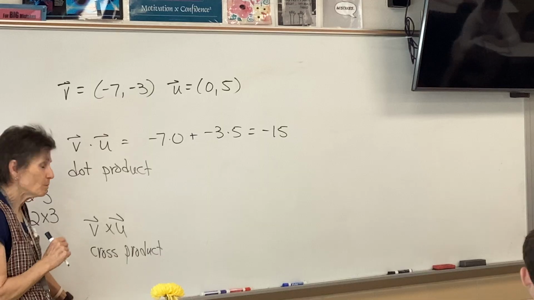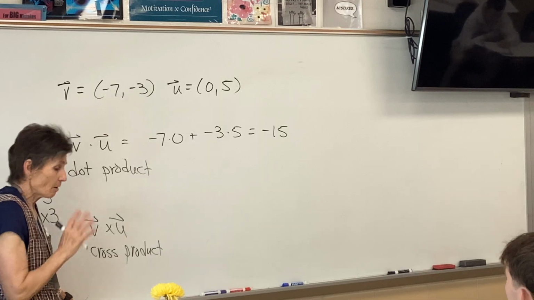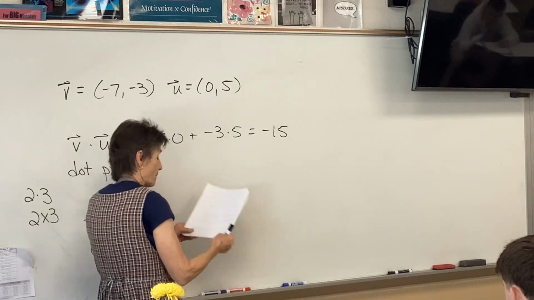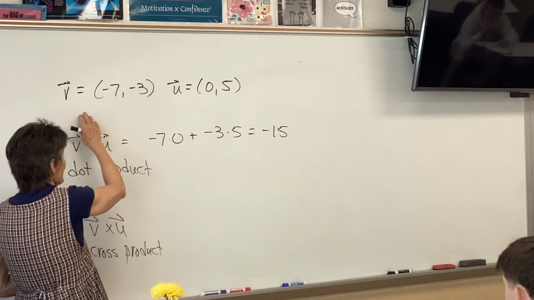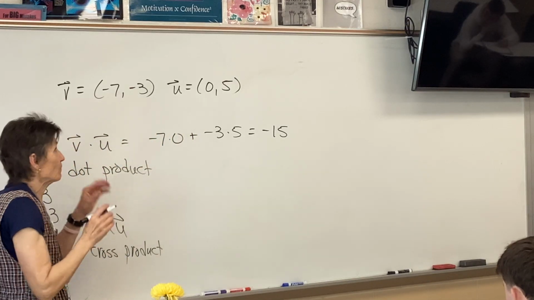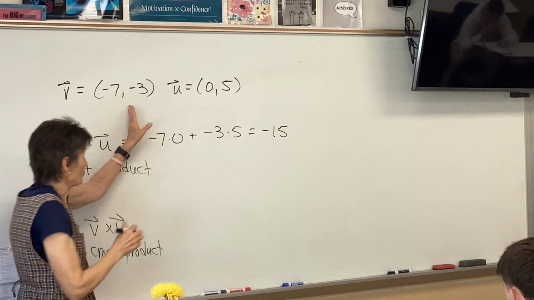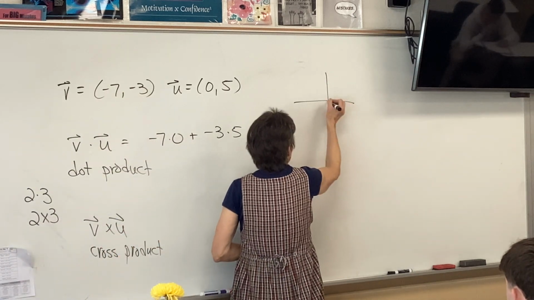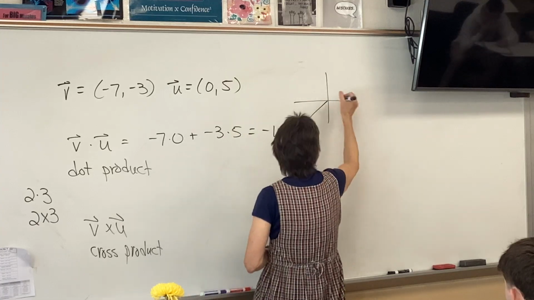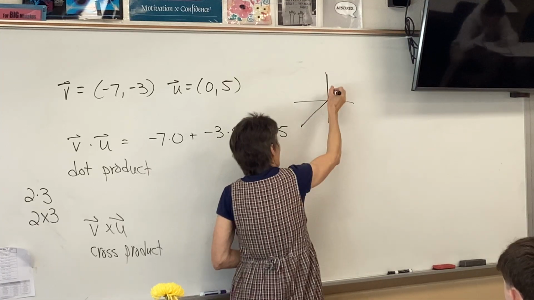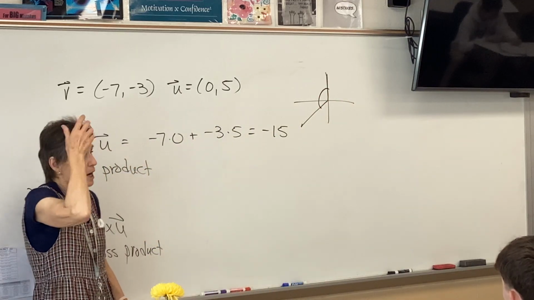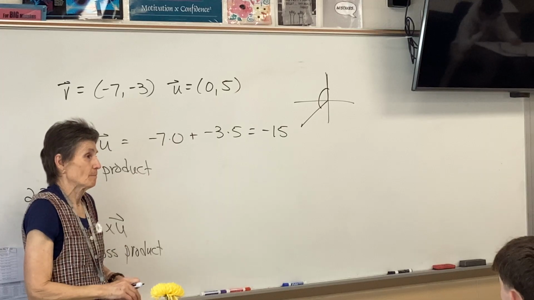Okay, now, what do we do with the dot product? Well, there are actually lots of things we can do, but the only one we have time to talk about is we're going to find the measure of the angle formed by these two vectors. So if you think about it, we can draw this vector. Negative 7, negative 3 would look like this. 0, 5 would look like this. And clearly they form an angle. And our job is to find that angle.